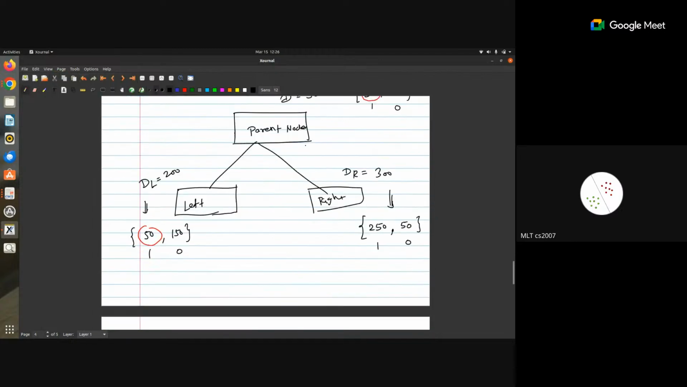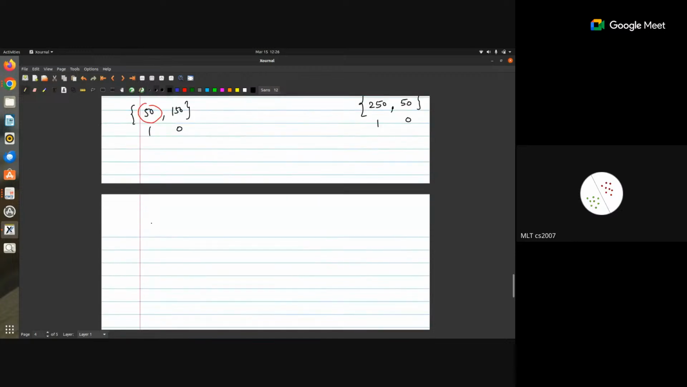Okay, what is the entropy at the parent node? Let's say I'm just denoting P as the parent, L for the left child and R for the right child. So what is the entropy at the parent? It will be minus of P log P plus 1 minus P log of 1 minus P. Correct? What is the P? P is the proportion of ones.